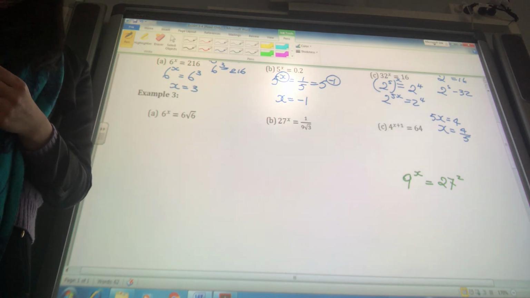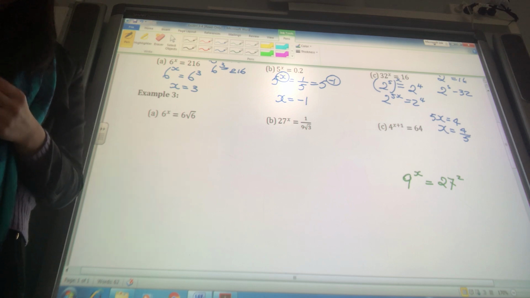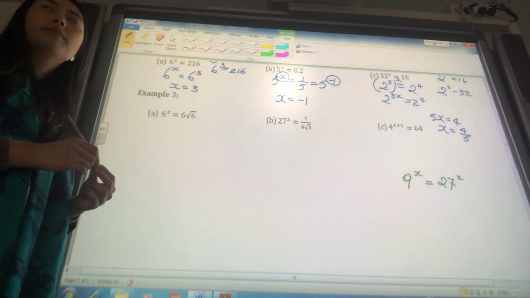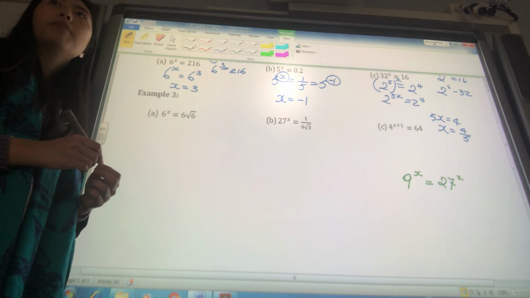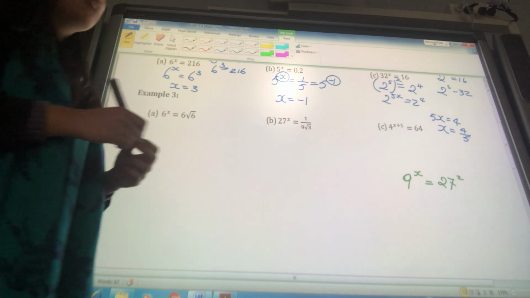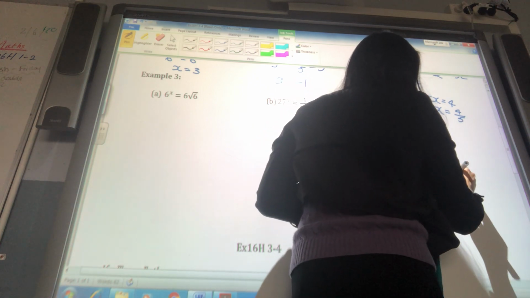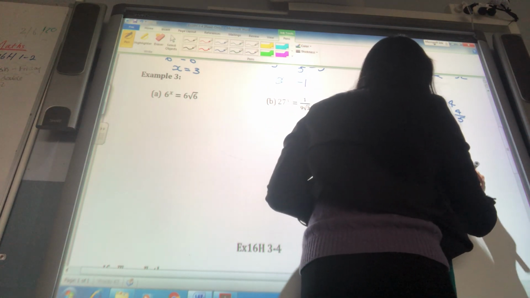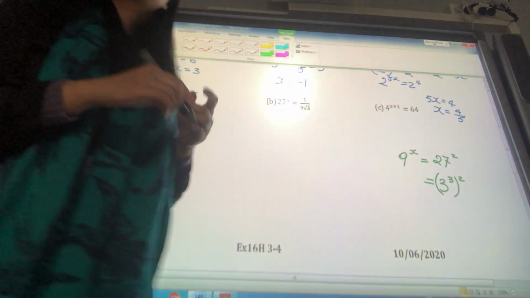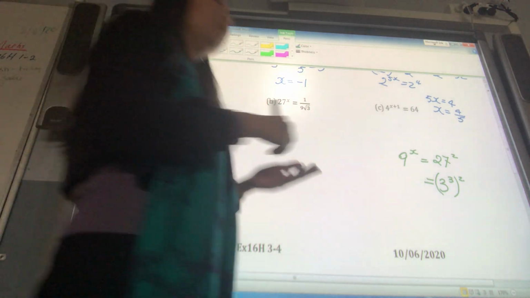Can I rewrite 27 as 3 to the power of something? What is it? 3 to the power of 3. So 27 can be 3 to the power of 3. What about 9? 9 is 3 to the power of 2.